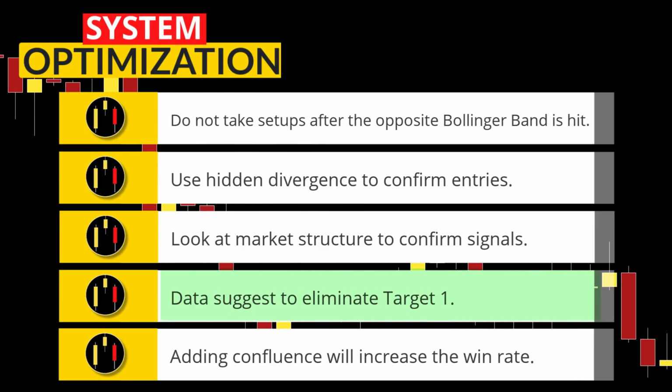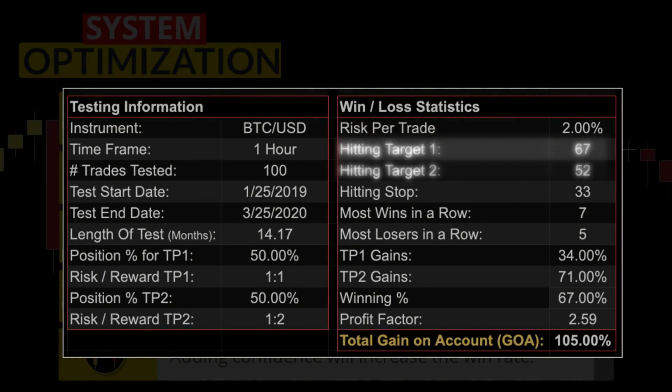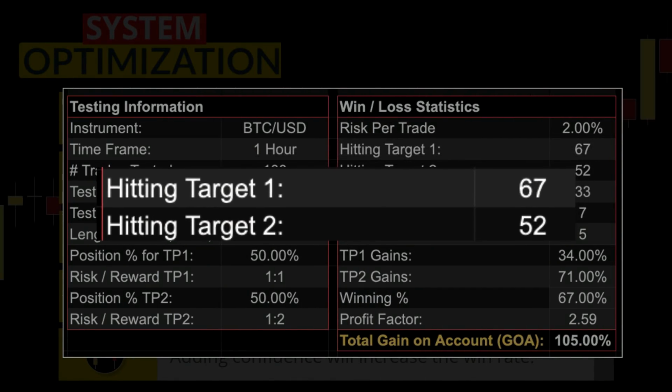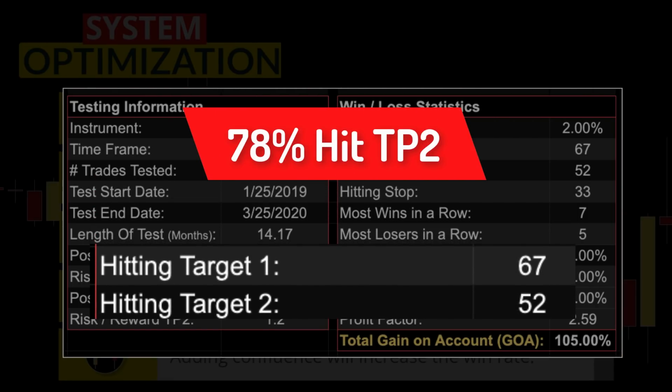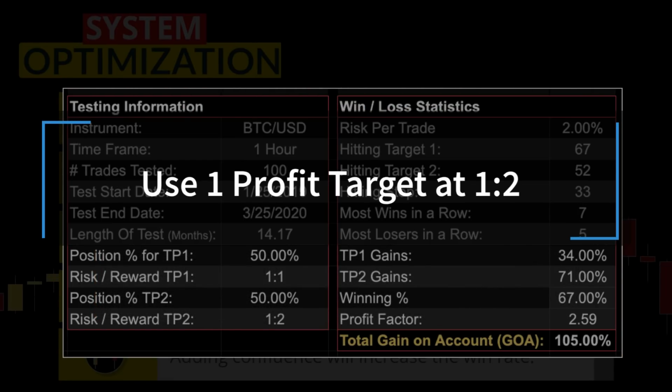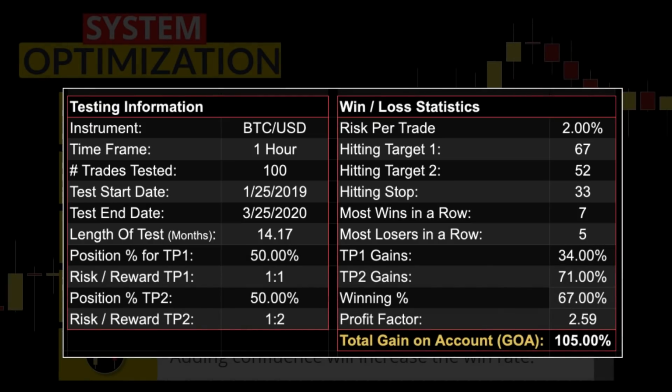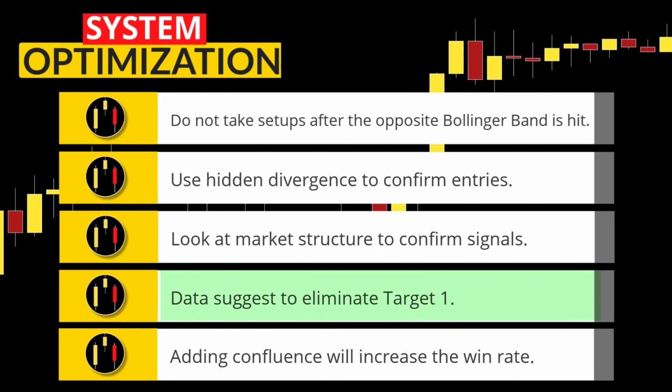Fourth, examining the test data, you can see that of the 67 winners, 52 hit target 2, and that is 78% of the winning setups. This is a strong indication that removing target 1 and keeping the entire position open for the 1 to 2 target will supercharge the equity curve.